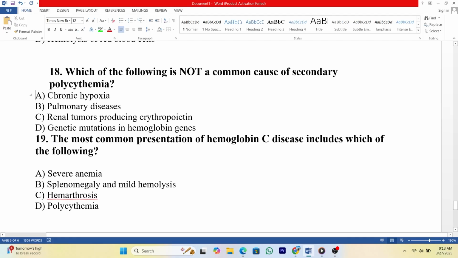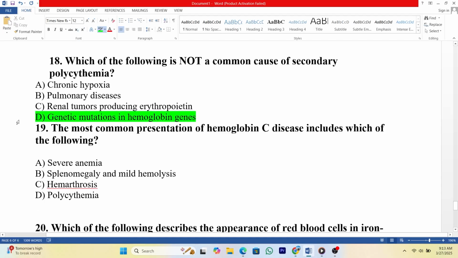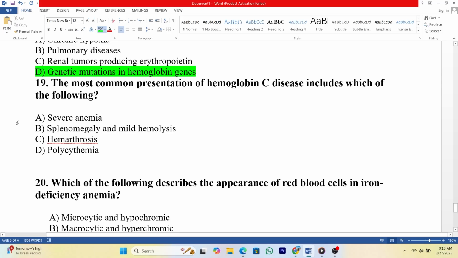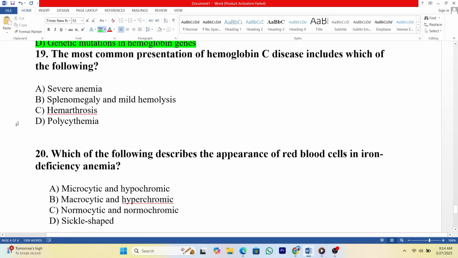18. Which of the following is not a common cause of secondary polycythemia? A. Chronic hypoxia. B. Pulmonary diseases. C. Renal tumors producing erythropoietin. D. Genetic mutations in hemoglobin genes. Answer: D.